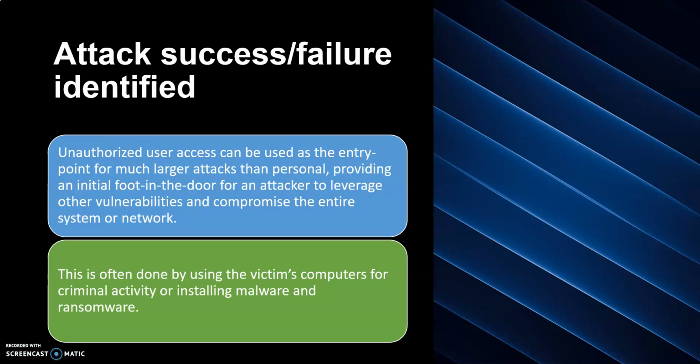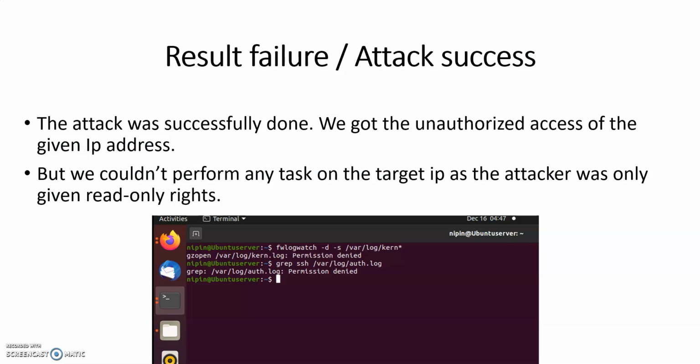Attack success failure identifier. So we got the attack successfully. The unauthorized user has a weapon on the other IP address, and we got the unauthorized access, but we couldn't use the commands of Ubuntu with that. We can't access the files because it was only a read-only user, and we can't access the applications on the IP address. So I say the result is failure, but the attack was successful.